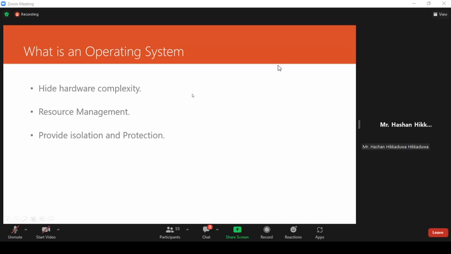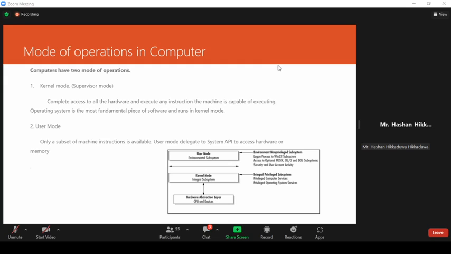If you take the operating system, it has high hardware complexity, it does the resource management, and provides isolation and protection.